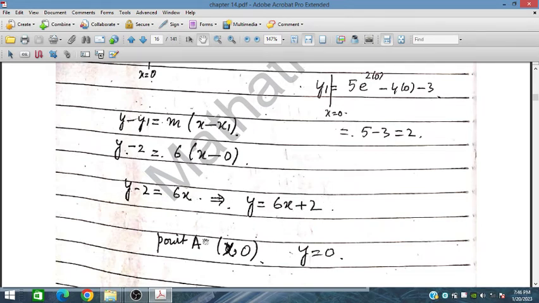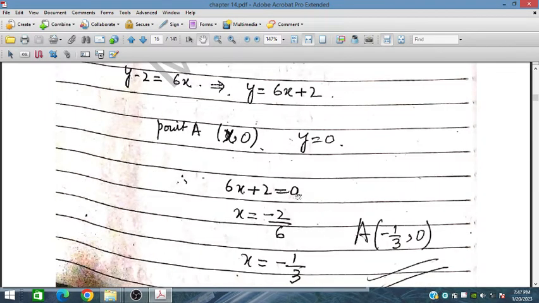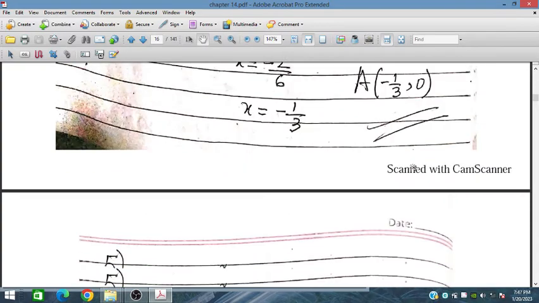By this equation, at point A, y is 0. So placing y as 0, the x value is obtained: 6x plus 2 is equal to 0. So x is equal to minus 2 upon 6, which is minus 1 upon 3. So point A is minus 1 upon 3 comma 0, because y is 0, which is given in the problem.